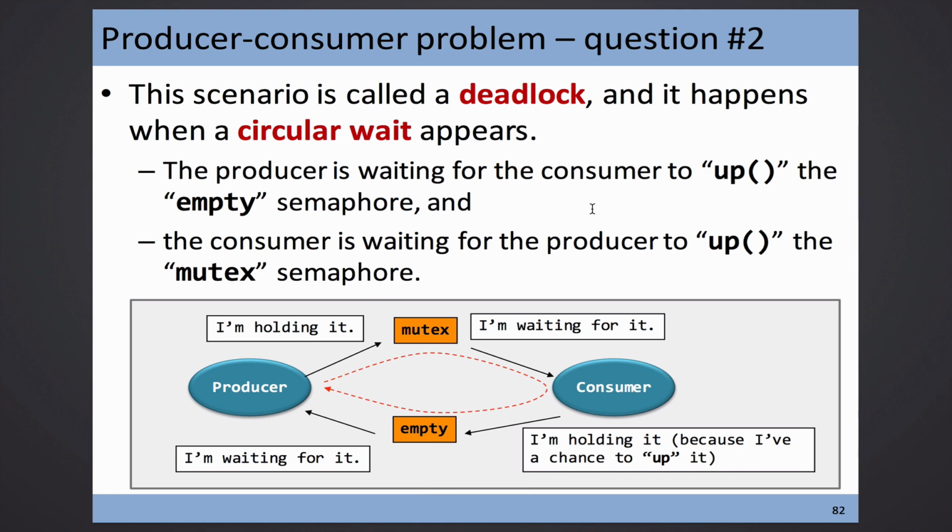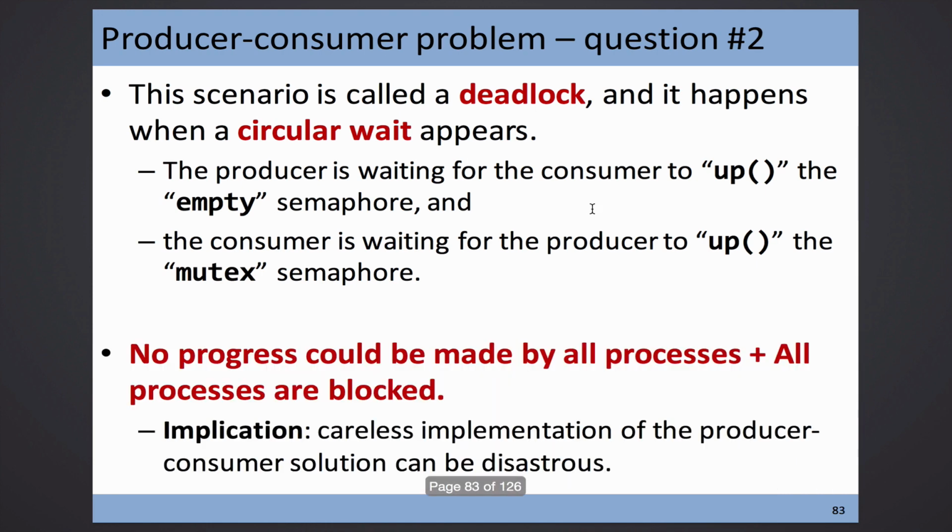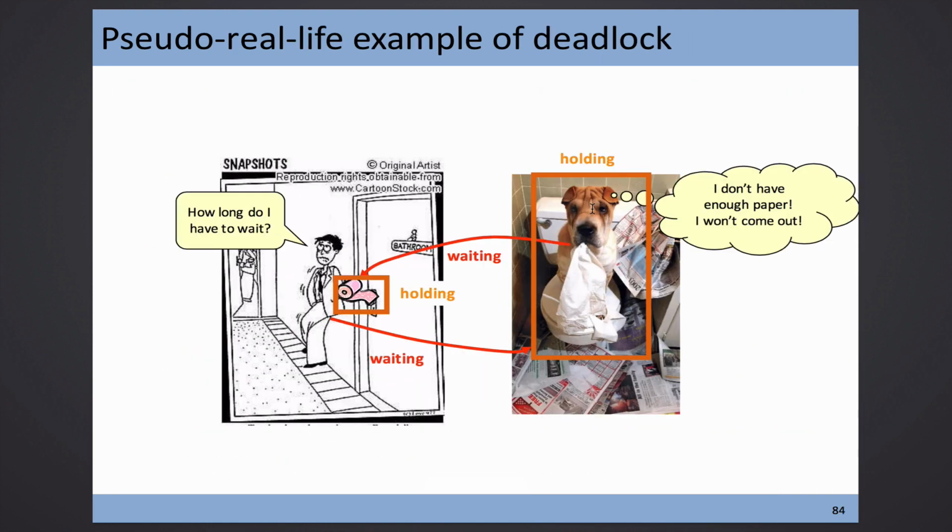At the same time, this consumer is actually holding the chance to release the producer by calling up on the semaphore. It gets a chance. But before it can call up on the semaphore called empty, it needs the mutex, which is not available. So we form a cycle here, the resource request cycle. I want this, I'm holding this, but I want this. I'm holding this, but I want this. So we form a cycle here.